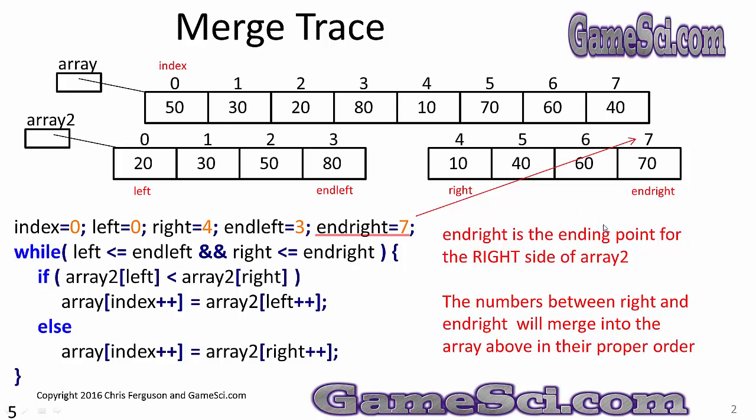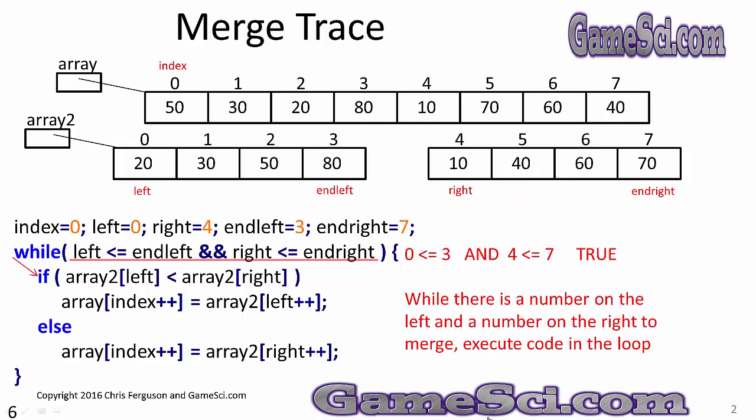Remember, merge sort takes 2 halves and merges them into the whole. Well, left and end left define the left half of array 2. And right and end right define the right half of array 2. And both of these will be merged into the larger array above. Index defines where we're going to merge to.